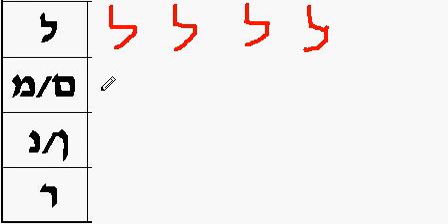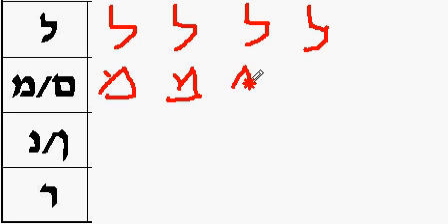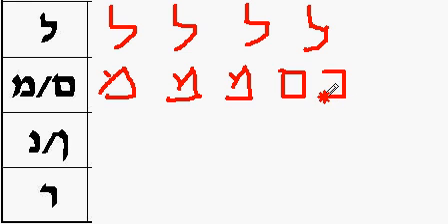Mem, I'll start with the ordinary Mem. 1, 2, 3, 4. And the final Mem. Achat, shtayim, shalosh, arba. Just a square. Sorry, I write with the mouse, therefore it doesn't look so beautiful.